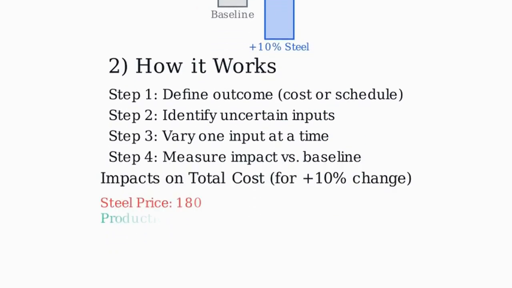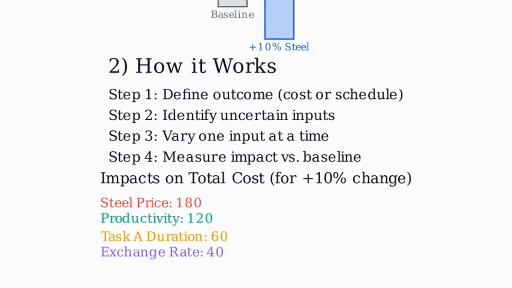Let us set up a simple illustration for a cost analysis with a plus 10% change on each input. Suppose the impacts on total cost are as follows. Steel price, 180. Productivity rate, 120. Task A duration, 60. Exchange rate, 40. We will use these to build a tornado diagram.